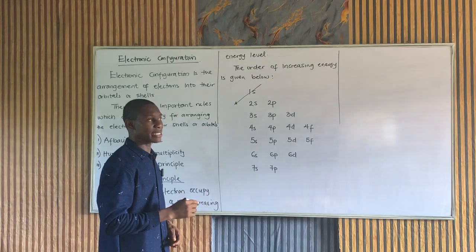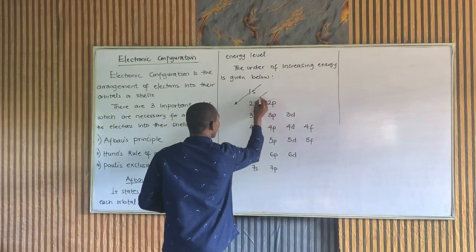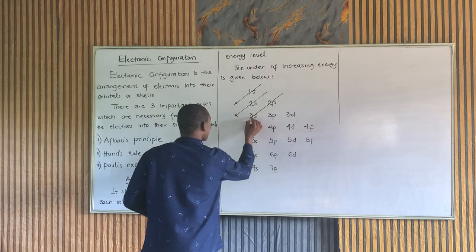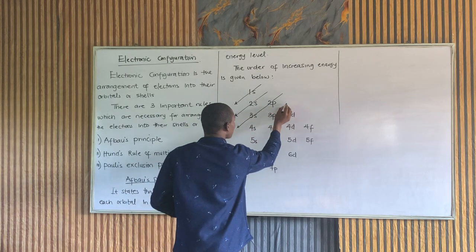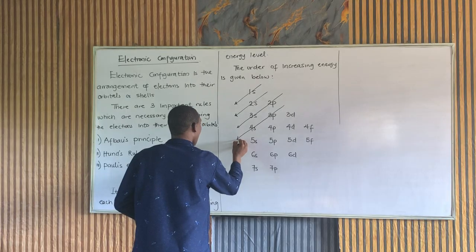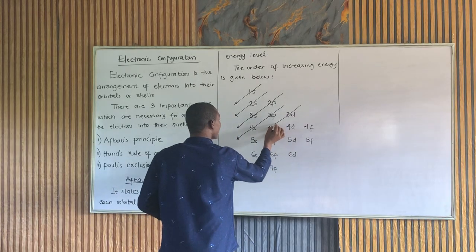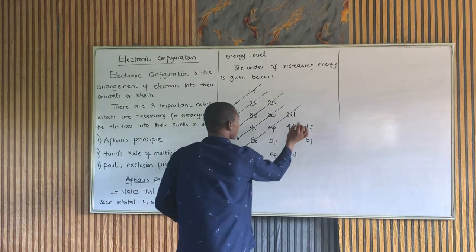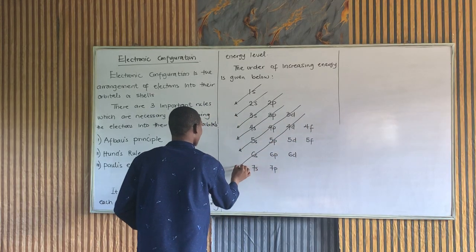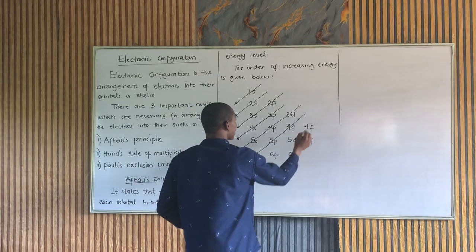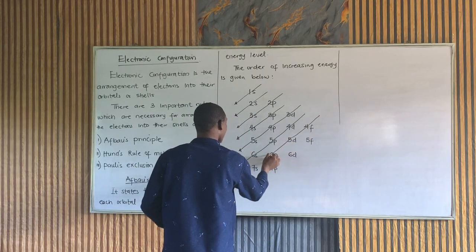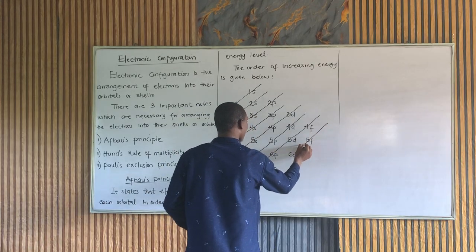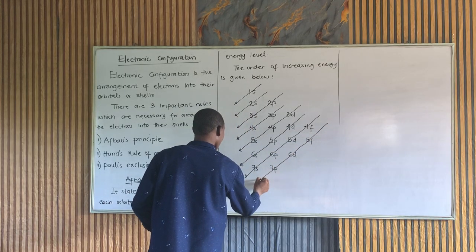Okay? So we have 1s, that's what Aufbau is telling us. This is the order of the increasing energy level now. After 1s, we move to the next one, 2s. After filling the 2s, we move to 2p and then to 3s. After filling the 3s, we move to the 3p and 4s. After filling the 4s, we move to the 3d, 4p and 5s. After filling the 5s, we move to 4d, 5p and 6s. After filling the 6s, we move to 4f, 5d, 6p and 7s. And then we move to 5f, 6d, 7p.